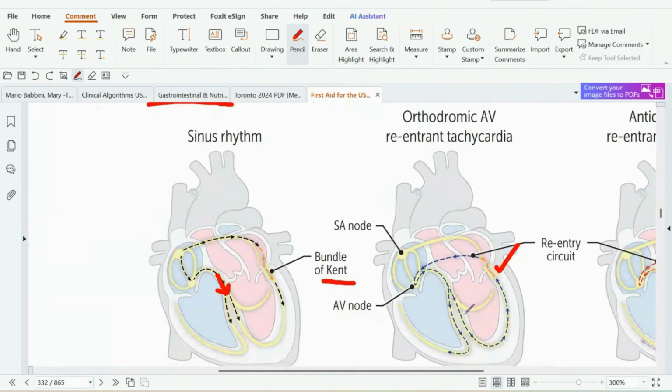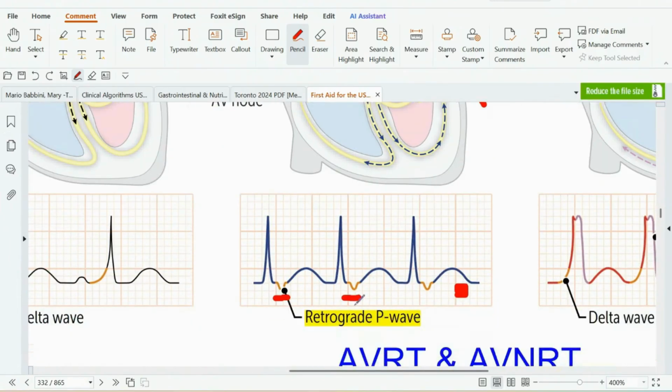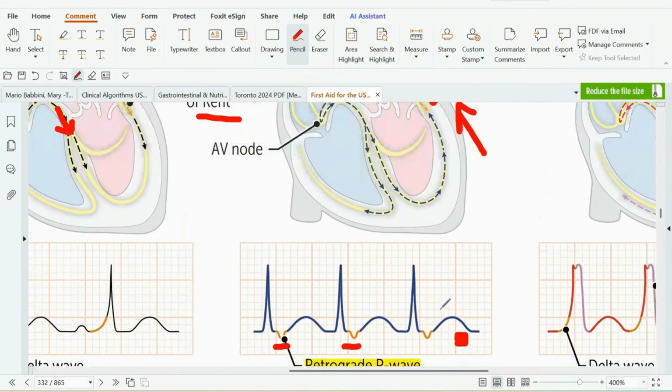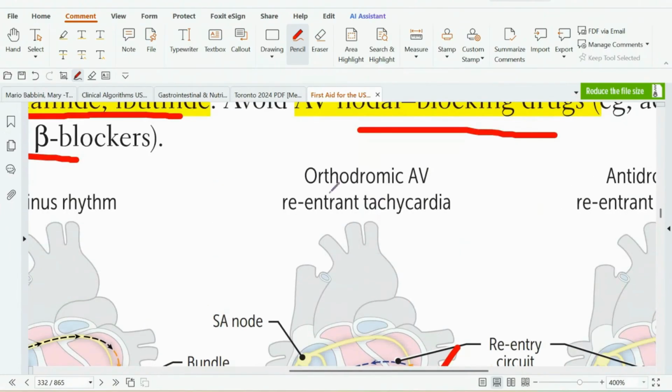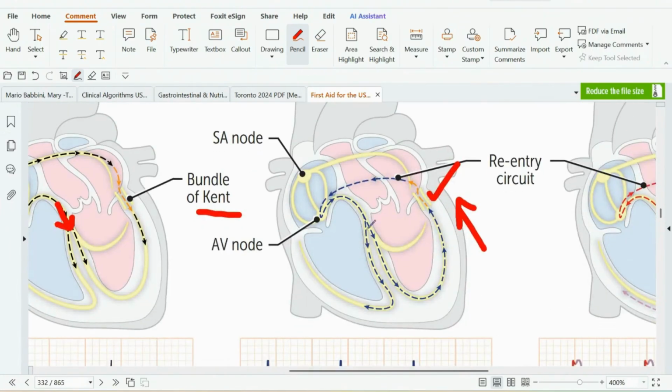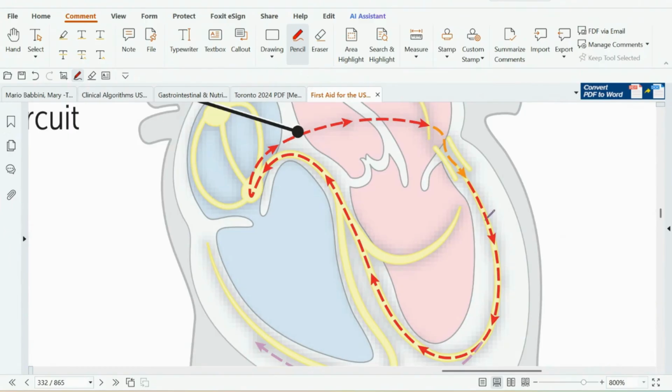Same thing as you saw with AVNRT. Again, the depolarization is away from lead 2, which means it's going to have retrograde P waves as well, because it's bidirectional conduction. So in this counterclockwise fashion, it's called orthodromic, you're going to see that retrograde P wave. But there is this other type, antidromic, which just means that the reentrant tachycardia is clockwise.